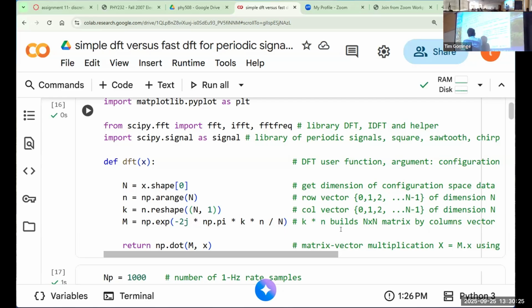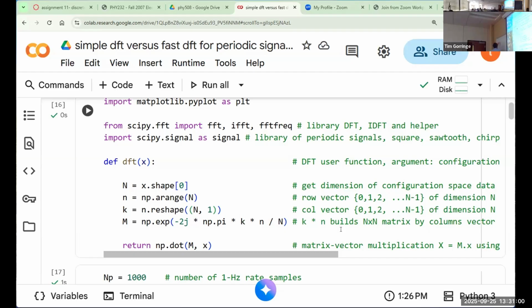This reshape thing here, I want one of them, because I'm going to build a matrix out of it. I want one of them to be a column vector, one of them to be a row vector. If one of them is a column vector and one of them is a row vector, I can multiply one by the other to make a matrix. So that's the key thing here.